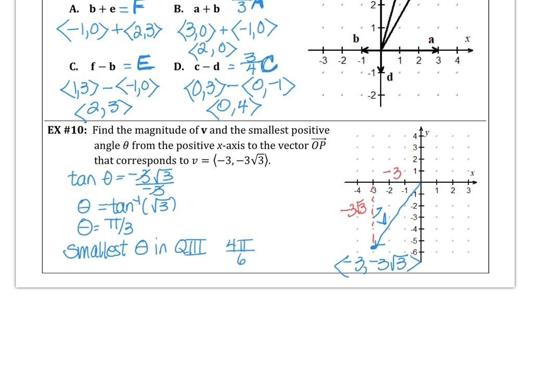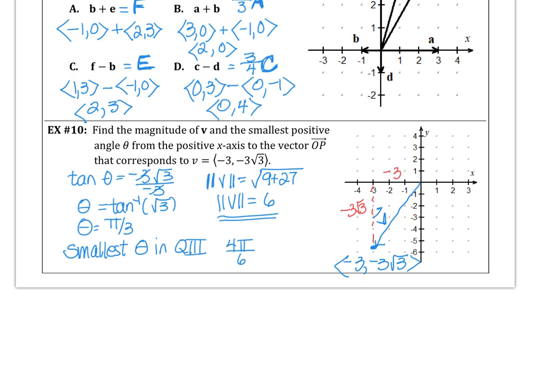And what would our magnitude be? The magnitude of vector V is -3 squared plus 3 square roots of 3 squared, so that's 9 times 3, that's 27. I'm just using the Pythagorean theorem with those two coordinates. And 27 plus 9 is 36. The square root of 36 is 6. So our magnitude is 6.